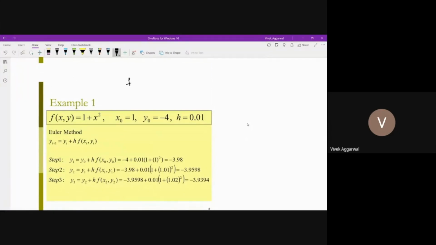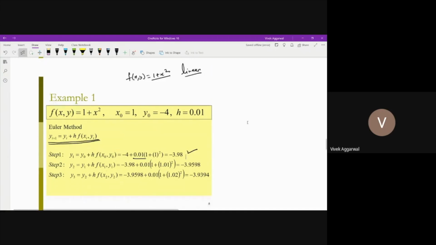So this is my function. My function f(x, y) is 1 plus x squared. This is a simple function, and that is always known to us. Now I'll substitute this value and find the solution. So this is my Euler method. I will put the value of x0, so x0 is 1. It becomes minus 4 because the value is given as minus 4, plus h, which I have taken as 0.01, and then I substitute here. So 1 plus x squared, x is 1, so it will give the value minus 3.98.